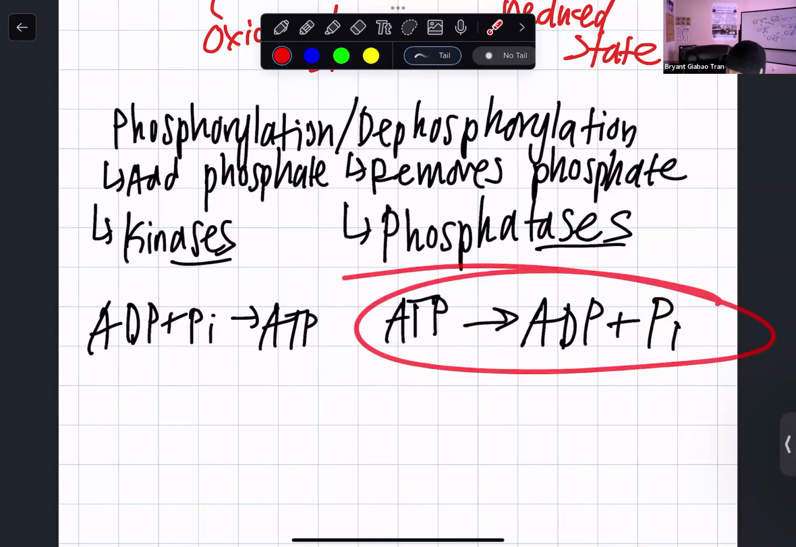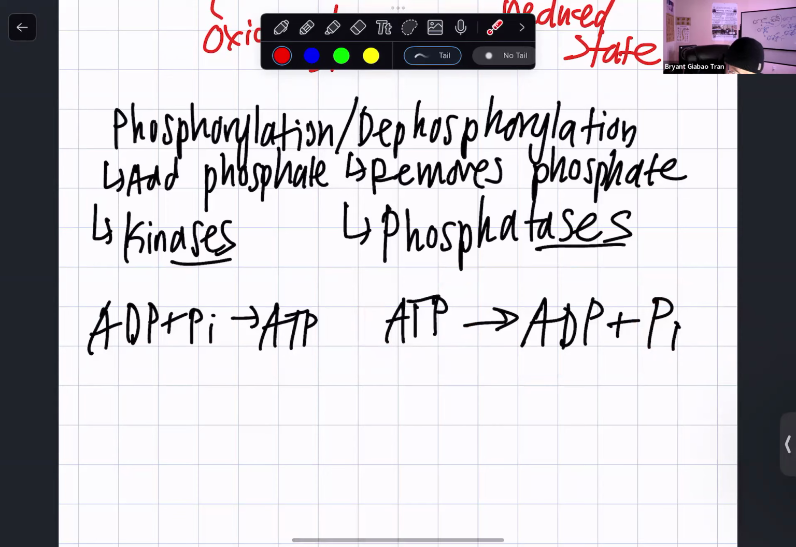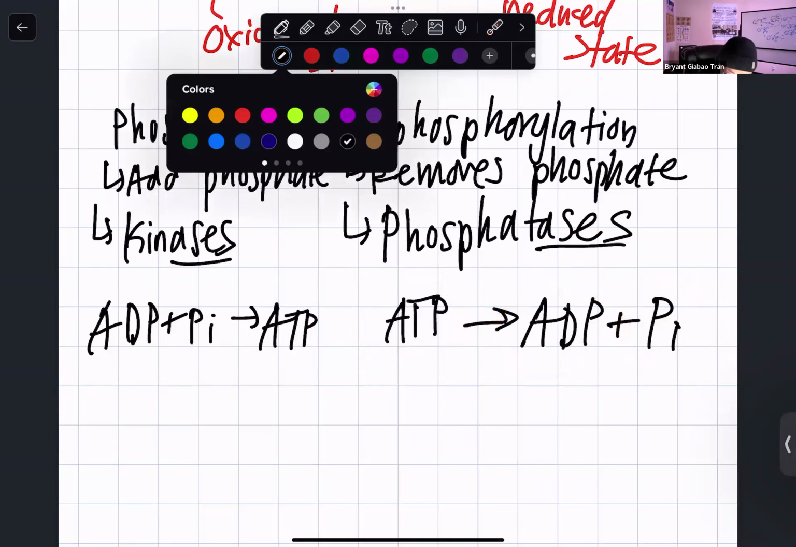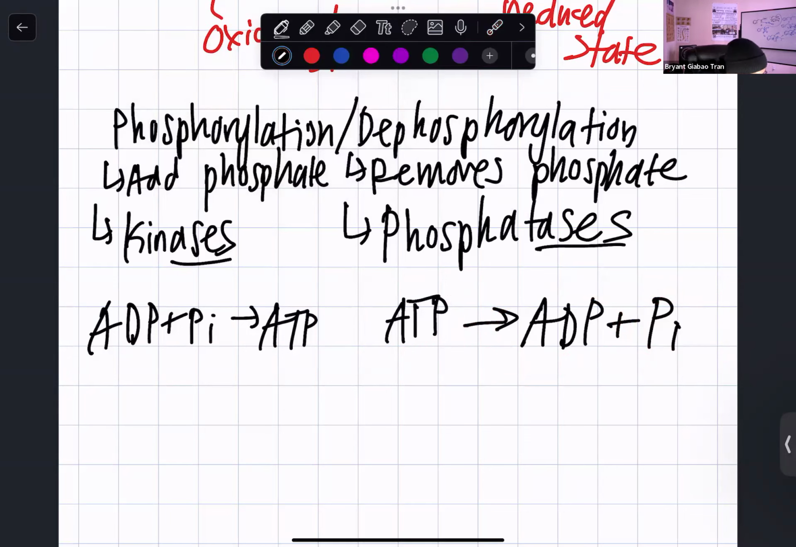And this usually couples with a reaction that gives it energy, right? Because we use ATP as a form of energy. And when we use it as a form of energy, we dephosphorylate it and convert it into ADP and inorganic phosphate. ATP is adenosine triphosphate. It has 3 phosphate groups. ADP is adenosine diphosphate. It has 2 phosphate groups, where it lost an inorganic phosphate group right there. Right? Okay.